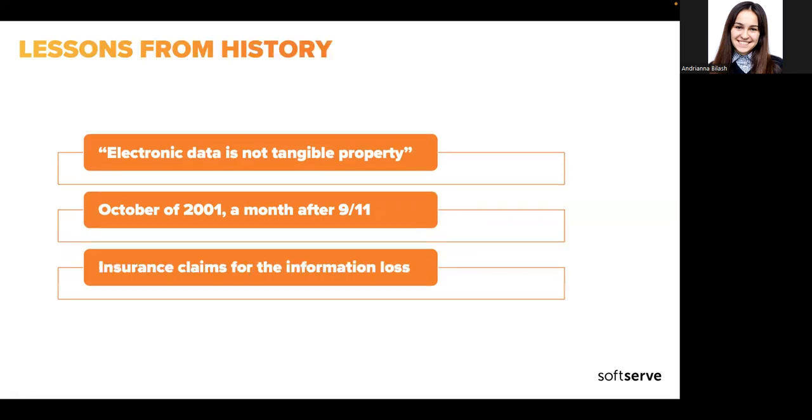And what actually happened is there were lots of insurance claims for information loss from companies that were located in those buildings. And what insurers realized is that they cannot really cover information because they thought that it's not tangible, it's not a physical asset. They were okay with covering losses for physical assets like servers, for example, but they were not able to cover the information. But the companies who were affected said, this data is important for our businesses. We do business and we earn money using this data. And when the data is lost, we cannot do business.